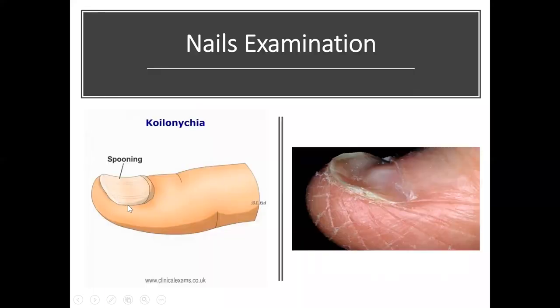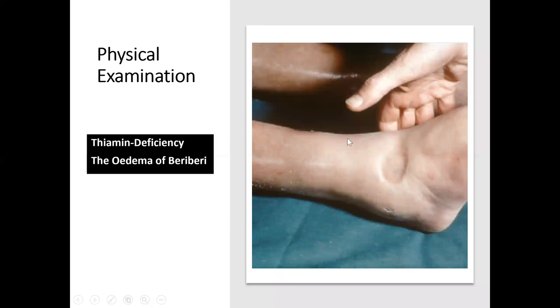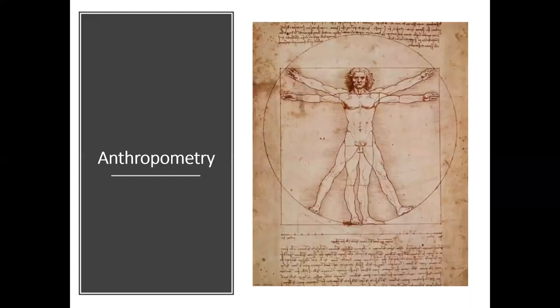Now, if we look at the hands of a patient with iron deficiency anemia, we may see koilonychia, which is spoon-shaped nails. Spoon-shaped nails indicate iron deficiency anemia. And if we look at the legs of the patient, we may see edema, as you can see here by physical examination, and this may indicate a thiamine deficiency or the edema of beriberi. Beriberi is a vitamin deficiency, and we will talk about it in the next few lectures.